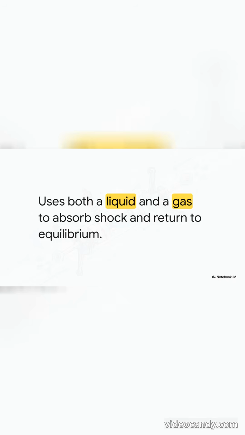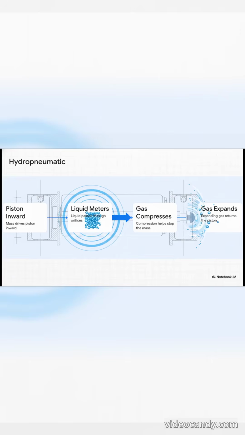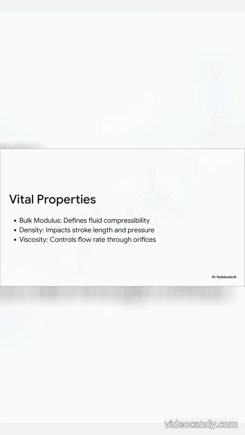Moving right along, let's look at hydropneumatic shock absorbers. The big difference? Standard hydraulics only use liquid, but hydropneumatics actually introduce a gas into the mix. Gas compression brings the massive weight to a halt. Then, that gas expands, automatically resetting the entire mechanism. So, the crucial point is understanding the fluid properties that actually make all of this possible.